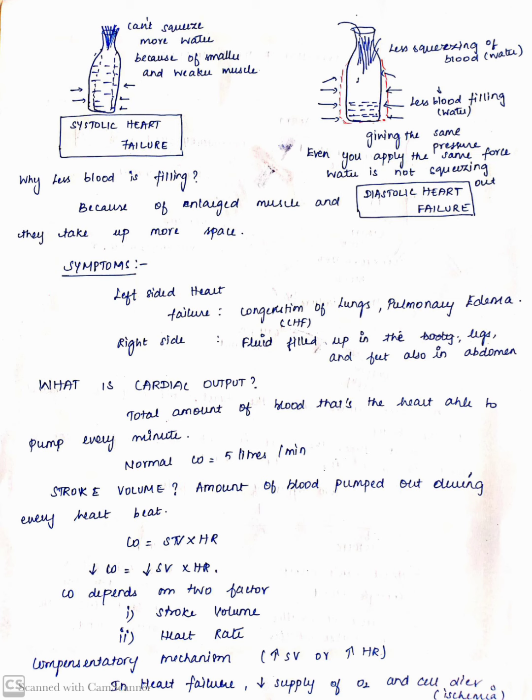So then we move on to why this reduced blood filling happens. Those muscles are enlarged and dilated, and they take up more space, and this leaves less space to fill the ventricle. You might have it isolated to the right side or the left side, but it can also be both. It is possible to have both diastolic and systolic heart failure. One thing to remember is that usually the left side happens first, and then it ends up leading to right side heart failure. So what are the symptoms?